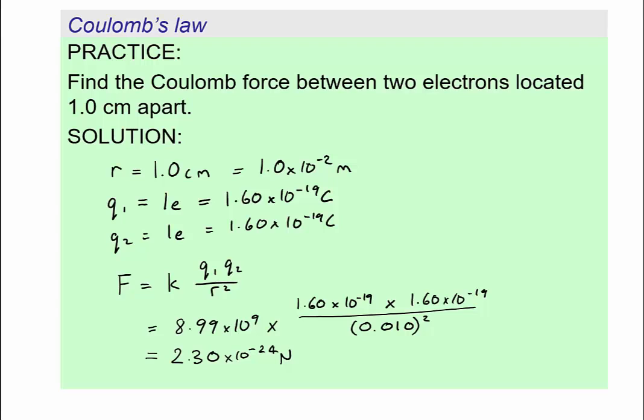Now I've not been very careful here. I should be putting in the negatives in the Q's. And of course, a negative times a negative will still give me a positive value. Because they are electrons, it will be a repulsion, or away from each other. And you'll find that a positive value of F always means repulsion.